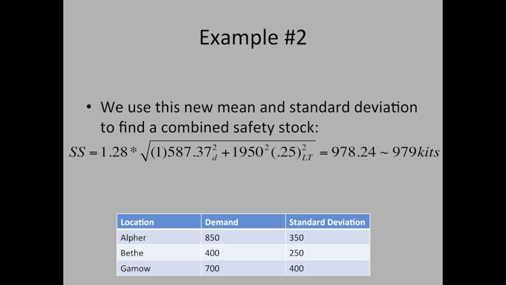We have a new mean of 1,950 kits per week. We have a new standard deviation of that demand, 587.37. Our lead time has not changed. It is still 1 week. Our standard deviation of lead time has not changed. It is still 0.25 weeks. Our Z value has not changed. It is still 1.28. Thus, we can find a new safety stock based on this new mean and standard deviation. We put the numbers into the formula, and we find that we have a new safety stock of about 979 kits.